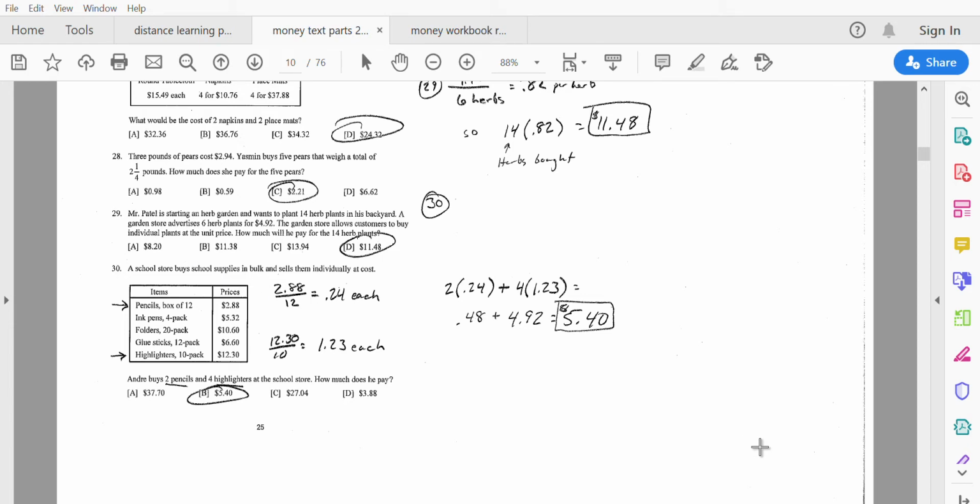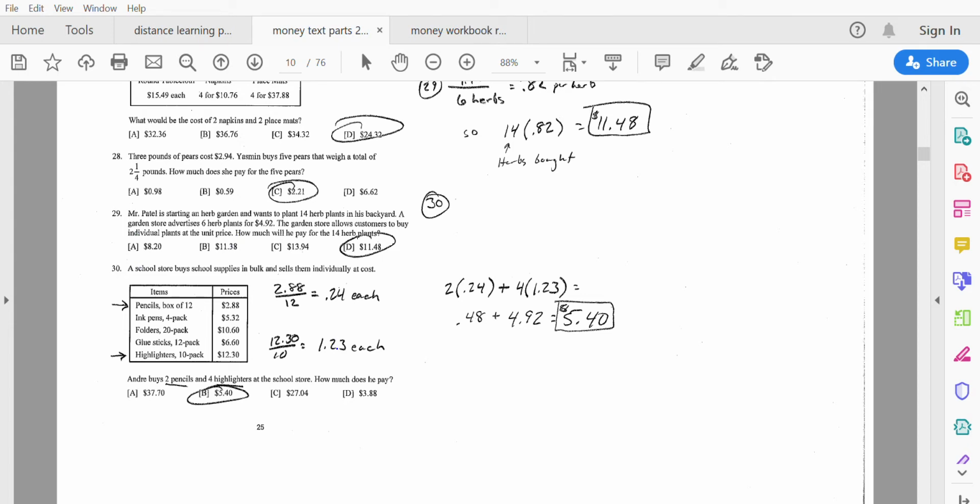Let's go with that. Alright, so number 30 says a school store buys supplies in bulk and sells them individually at cost. Okay, so the question is, Andre buys 2 pencils and 4 highlighters at the school store. How much does he pay? So the first thing to know is they got a bunch of prices and different packs here. We just want to know the pencils and highlighters. So this stuff we don't need.